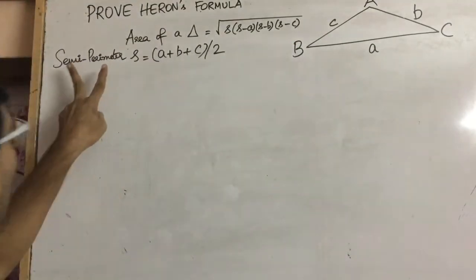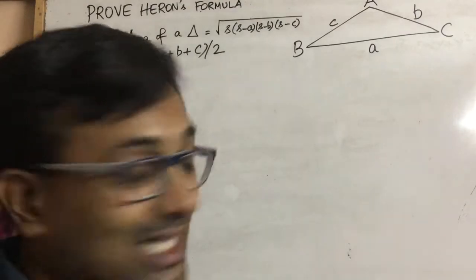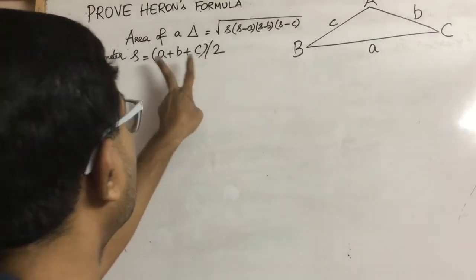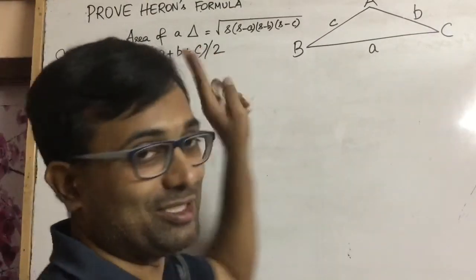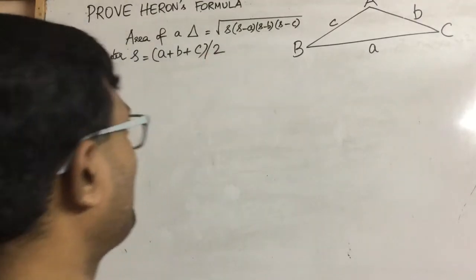So by definition, the semi-perimeter s would be half of the perimeter, right? The perimeter is a plus b plus c for this triangle. So half of that is half of (a plus b plus c). That is the semi-perimeter s. So we need to prove this.